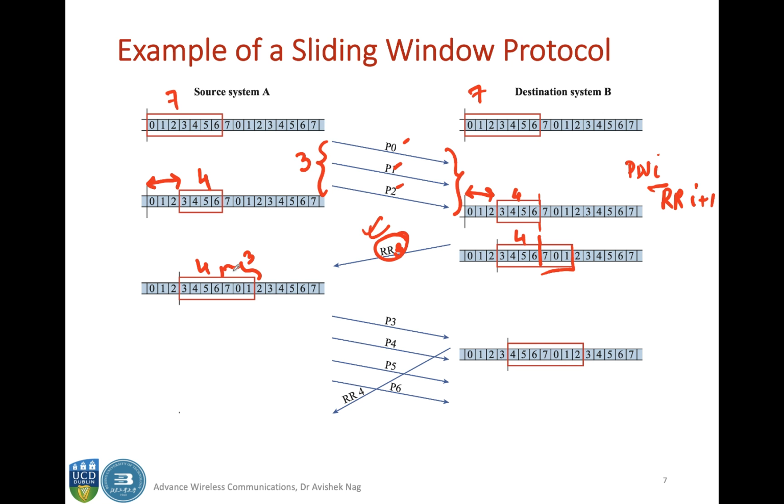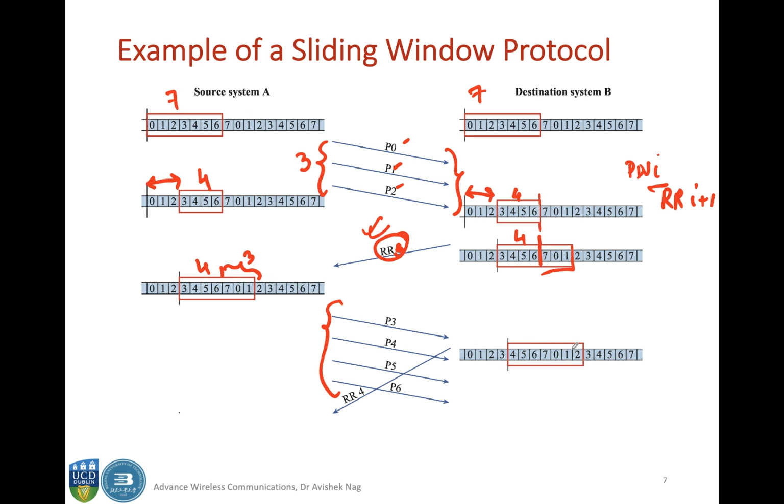Now let's say the transmitter sends P3, P4, P5 and P6. These 4 PDUs are sent by the transmitter. And the receiver receives, let's say, P3 only, and the moment it receives P3, it sends out the acknowledgement RR4.